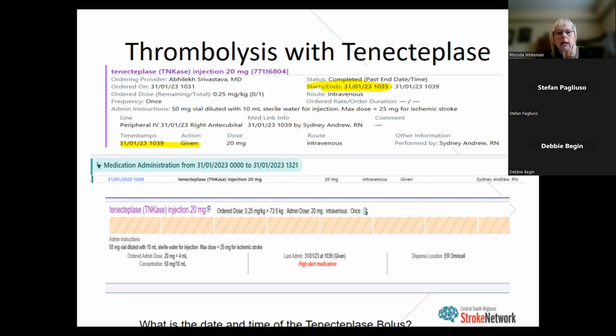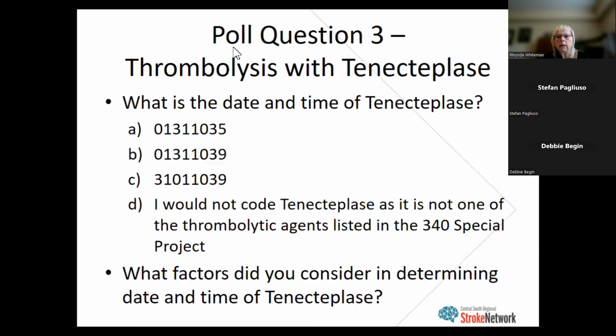So you can see the status. It was ordered at 10:31, started at 10:35, and given at 10:39. In the MAR you can see that it was administered at 10:39, and that it was 20 milligrams or 4 mLs. So what we will look at is the date and time of the tenecteplase bolus in the poll, and I'll launch that poll.